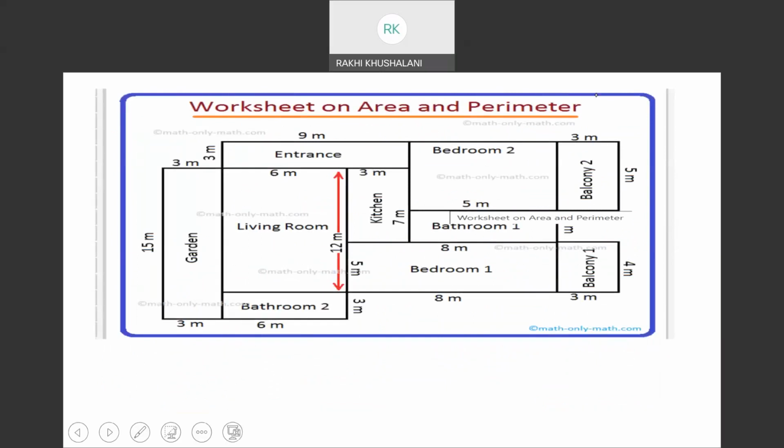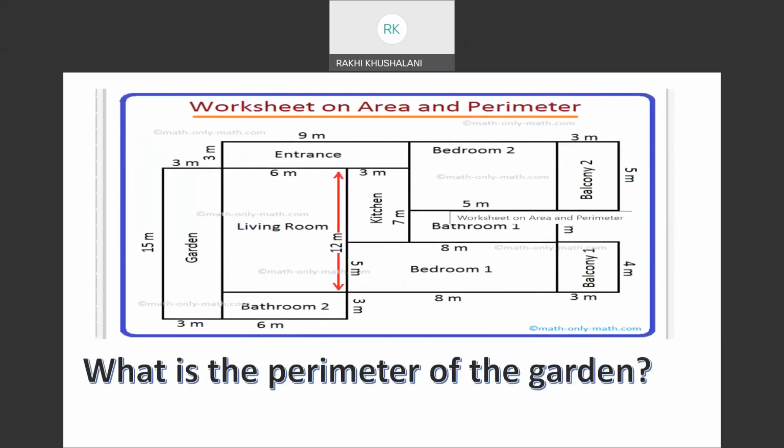Now, what is the perimeter of the garden? I had already asked you that. 15 plus 15 is 30, 30 plus 3 plus 3 is 6. So 36 meters is the perimeter of the garden.